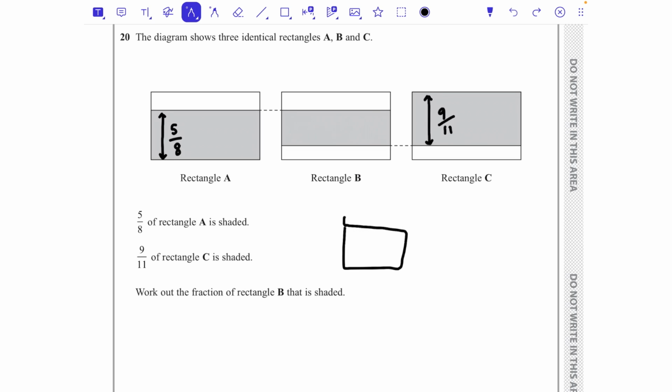But I think we agreed the other day when I did this with some students that the easier way is to say, well, if the bottom of rectangle A is 5/8, then the top is 3/8. And if the top of rectangle C is 9/11, then this bit is 2/11.